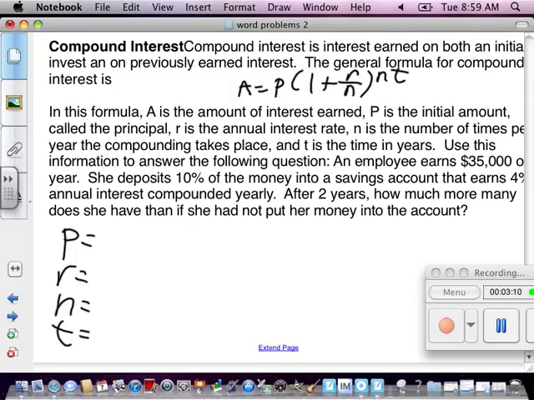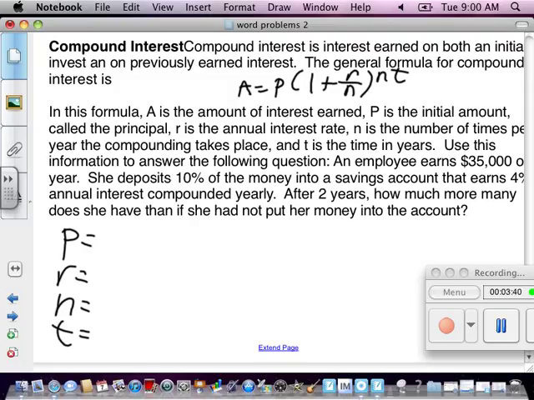So if an employee earns $35,000 a year and she deposits 10% of the money into a savings account that earns 4% annual interest compounded yearly, after 2 years, how much more money does she have than if she had not put her money into the account? So my first question is, what is her initial amount? How much money did she put in the savings account?